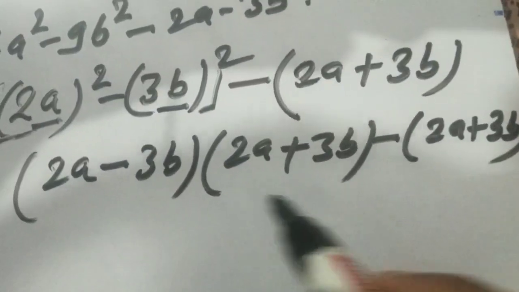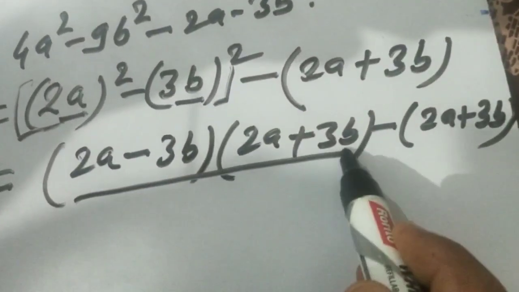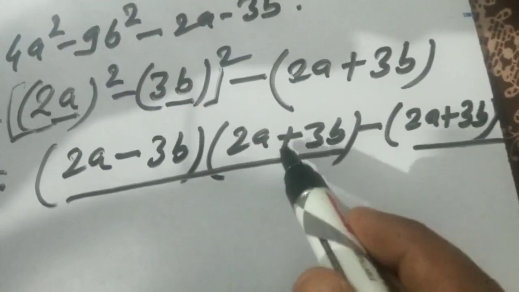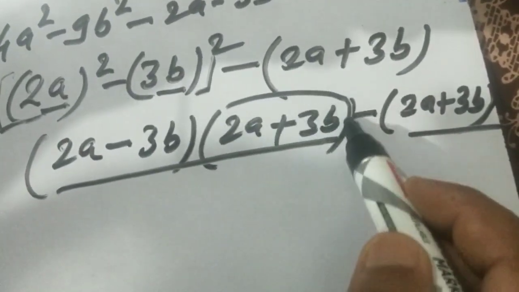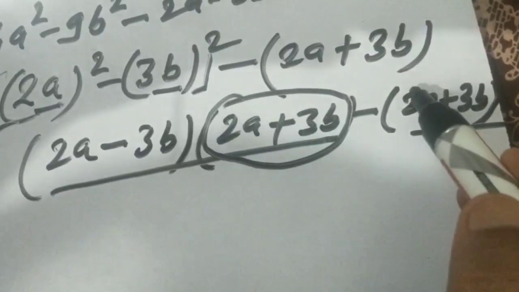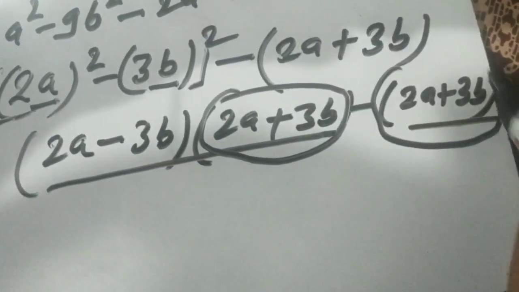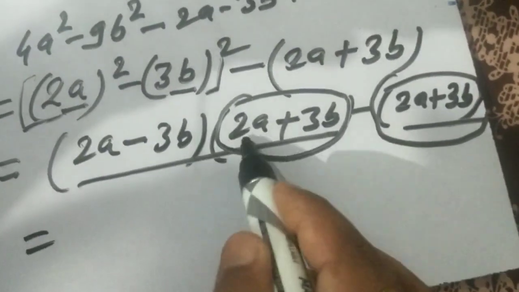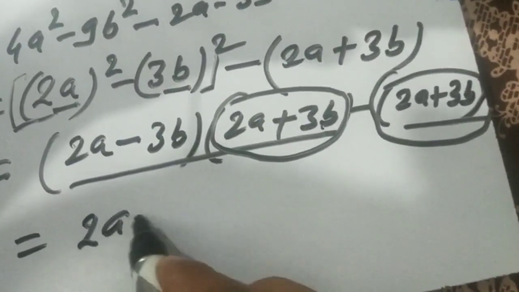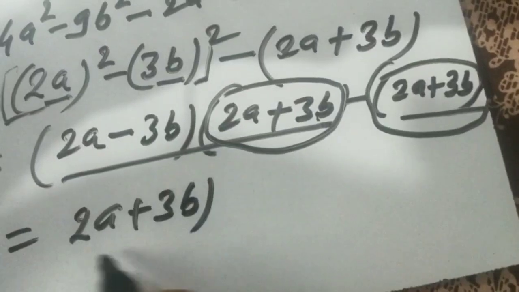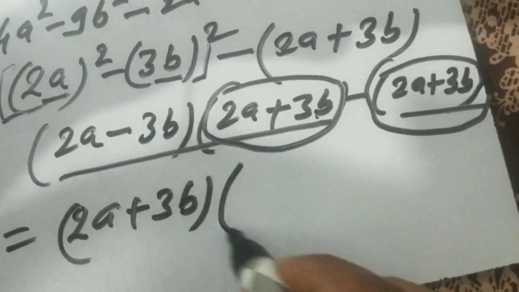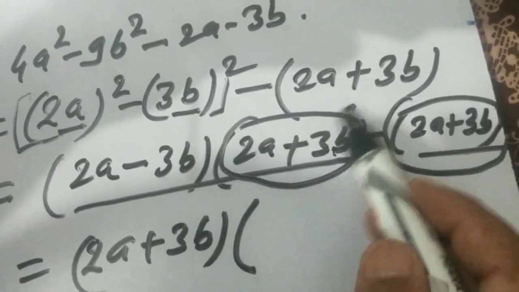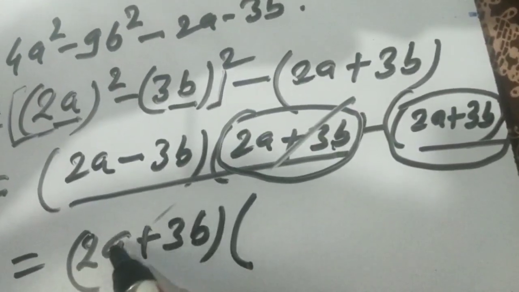Now we have two terms. This is the first term and this is the second term. In these two terms, 2a plus 3b is common. 2a plus 3b is here and 2a plus 3b is also in the second term. So take this common. If we take 2a plus 3b common, then after this you have to put the bracket, and this 2a plus 3b will cancel by this 2a plus 3b.